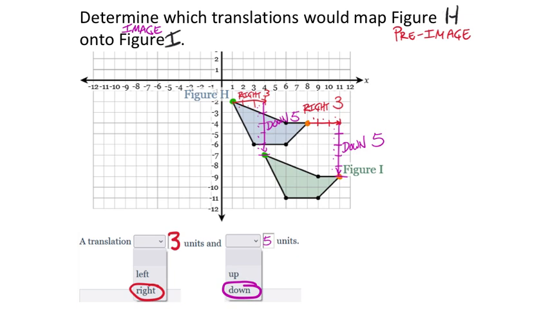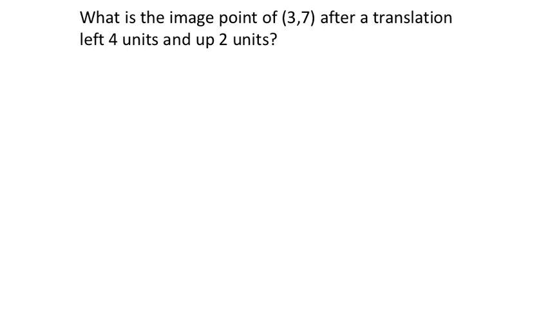So later on in this lesson, they're just going to give us the pre-image right here, and then they'll say translated 3 to the right and 5 down. Well, then you just count 3 to the right and then 5 down. We'll get there. What is the image point of 3, 7 after a translation 4 units to the left and up 2 units?